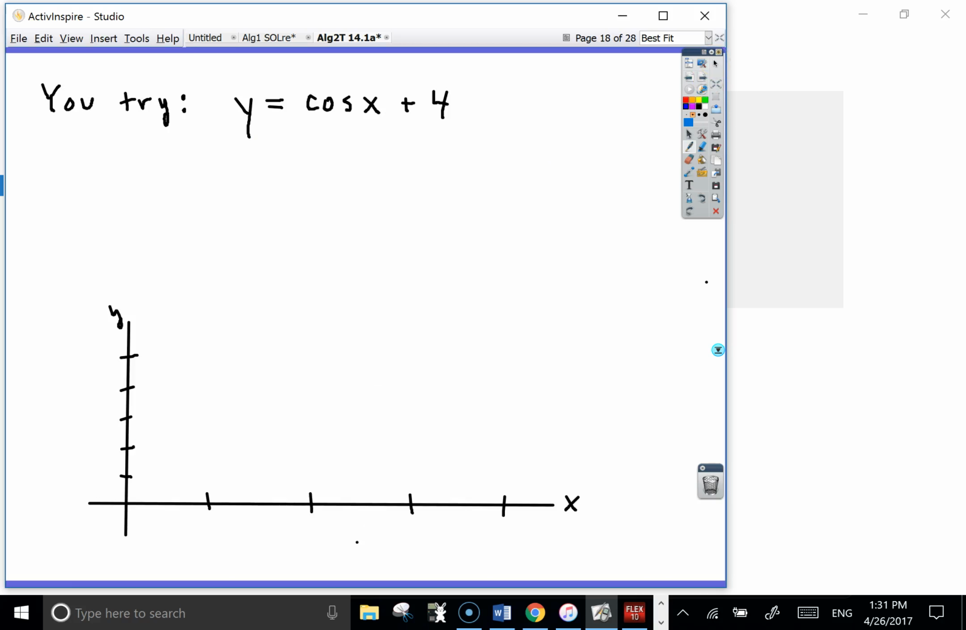Okay, so try that one. Try to graph the cosine function, which has been shifted how? Up 4.